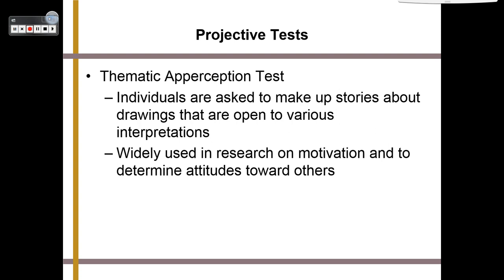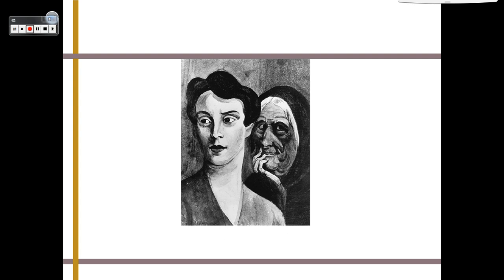Another type of projective test is the thematic apperception test. With this test, individuals are asked to make up stories about drawings that are open to various interpretations. These are widely used in research on motivation and to determine attitudes toward others. So what we will do is ask participants to tell us who are the people in this picture. What were they doing before the picture was taken? What are they going to do after the picture is taken? And what are they doing currently?